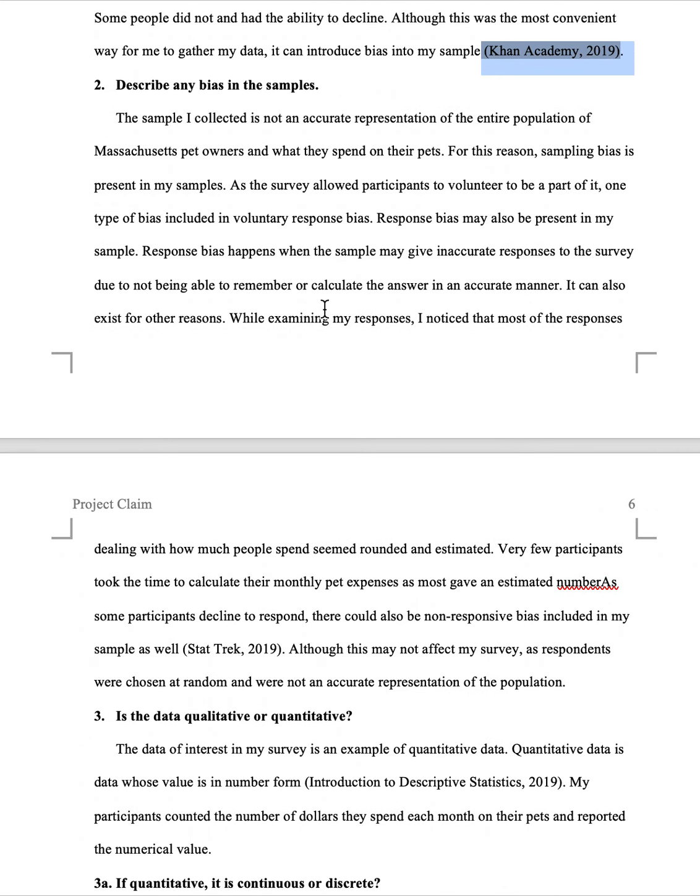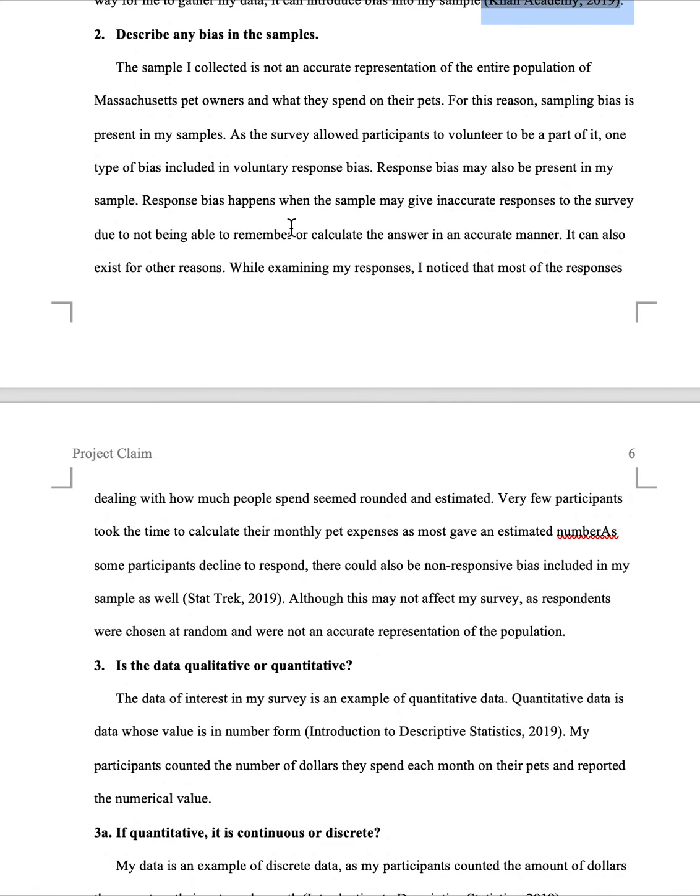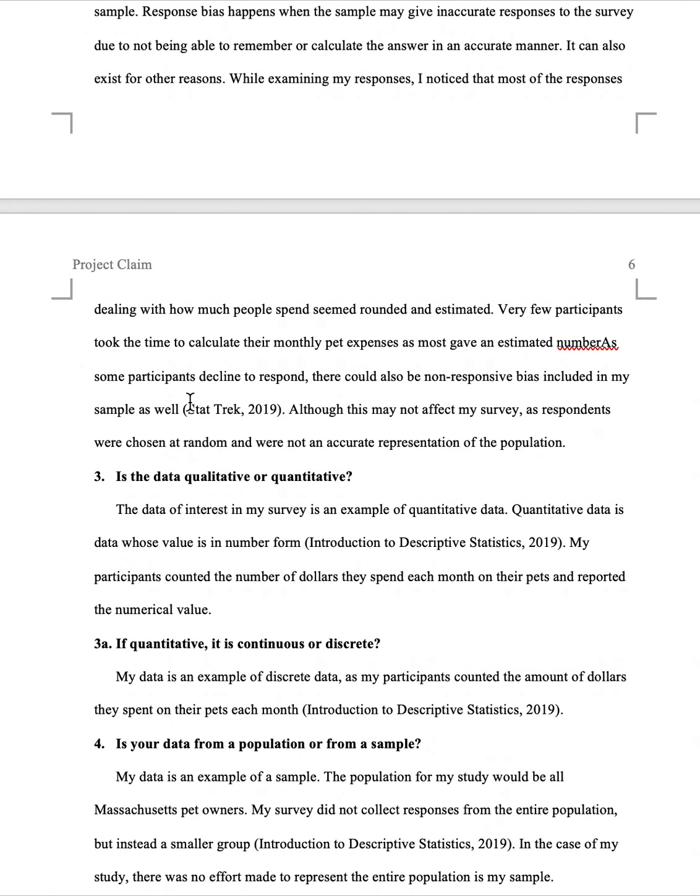Then you're going to describe any bias that you saw in the sample, and we talked about that in your previous submission. So you should just be cleaning that up a little bit, making it shiny and new, inserting it into the final document. I don't want to see a question stated here. I want to see complete sentences where you're just describing the bias. Again, we have our citation for where I got information about bias from.